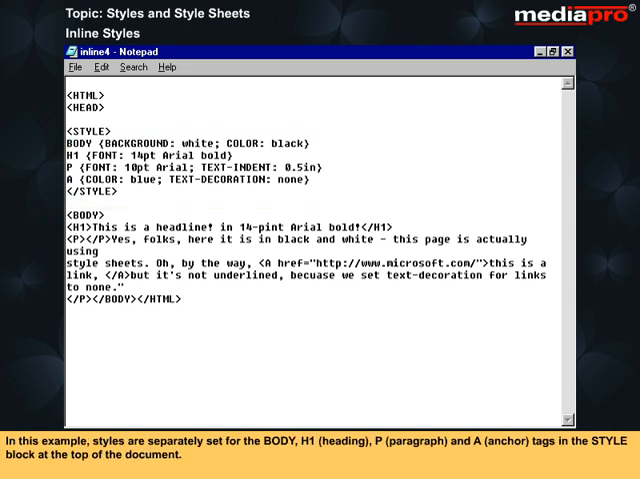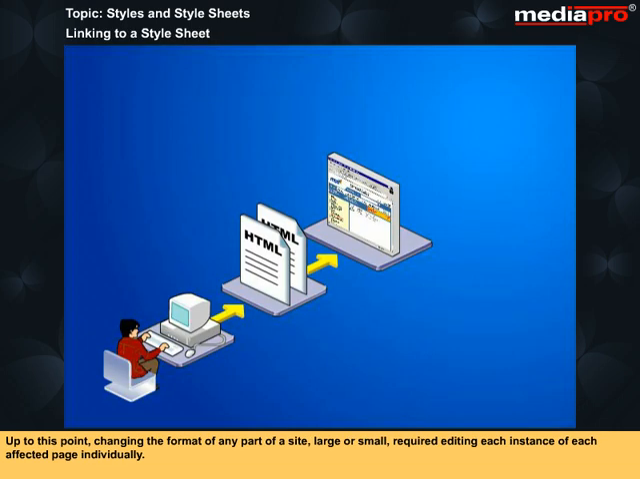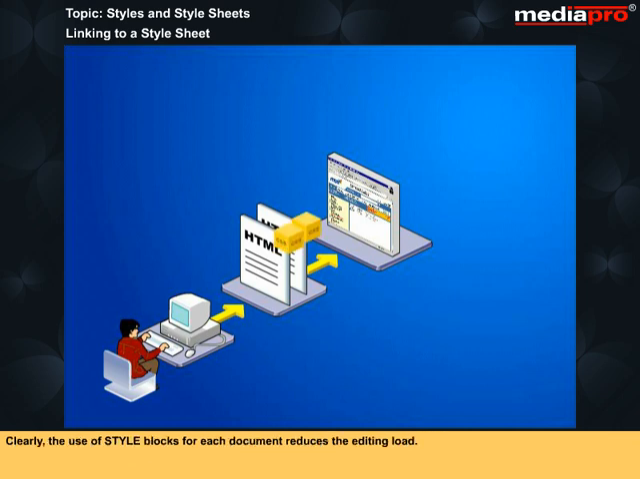In this example, styles are separately set for the body, H1 heading, P paragraph, and A anchor tags in the style block at the top of the document. Up to this point, changing the format of any part of a site, large or small, required editing each instance of each affected page individually. Clearly, the use of style blocks for each document reduces the editing load.